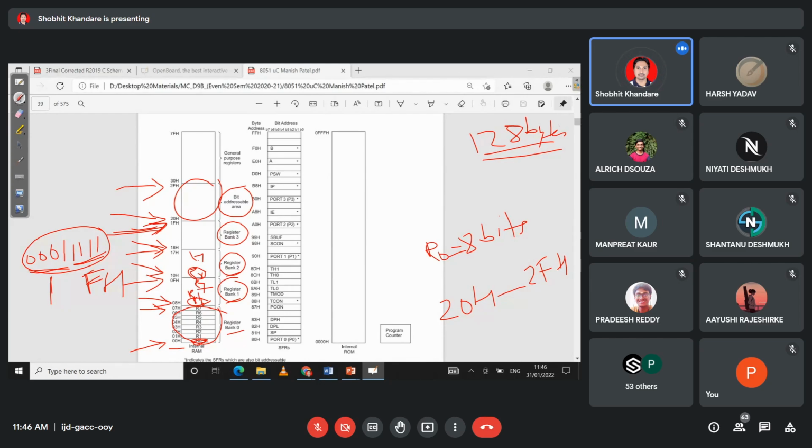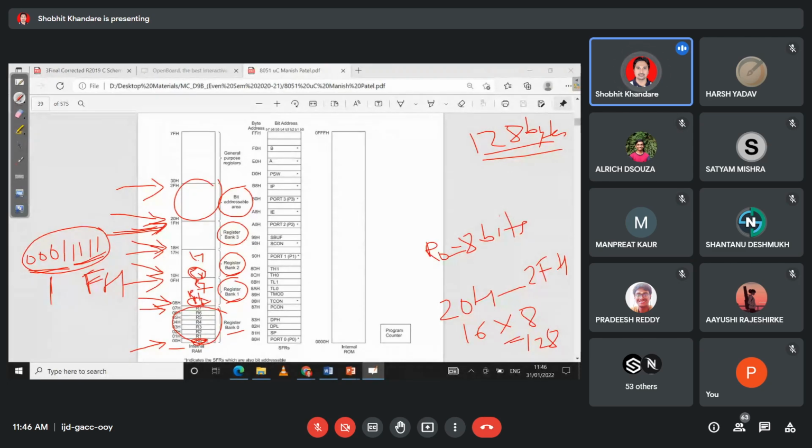Now if I ask you, tell me how many total bits are reserved for the bit addressable area. Total number of bits: it is 16 into 8, it comes to 128 bits. What the bit addressable area is used for, we will see afterwards. Just remember that the bit addressable area is from memory address location 20H to 2FH.